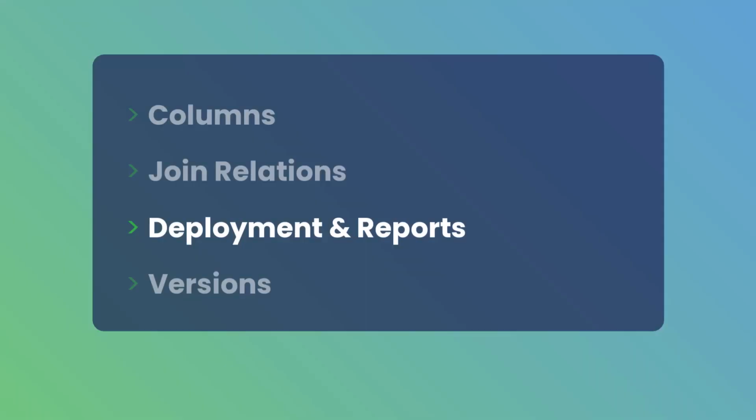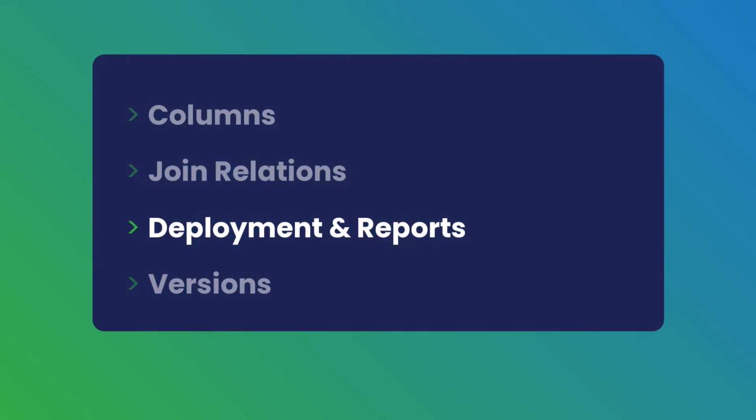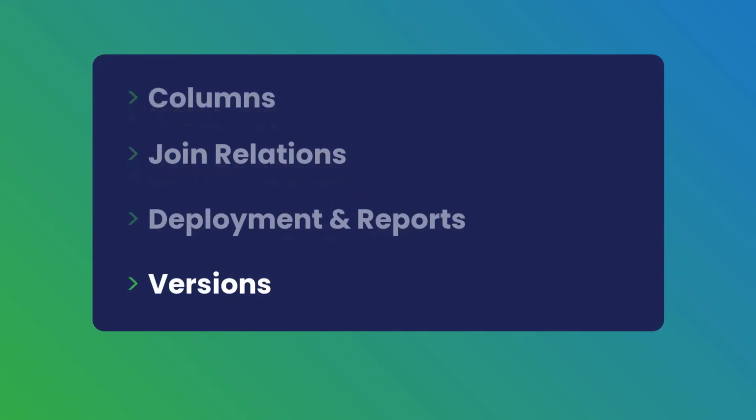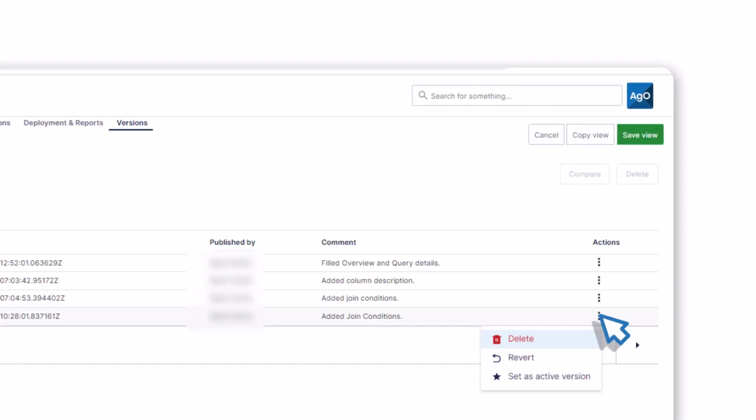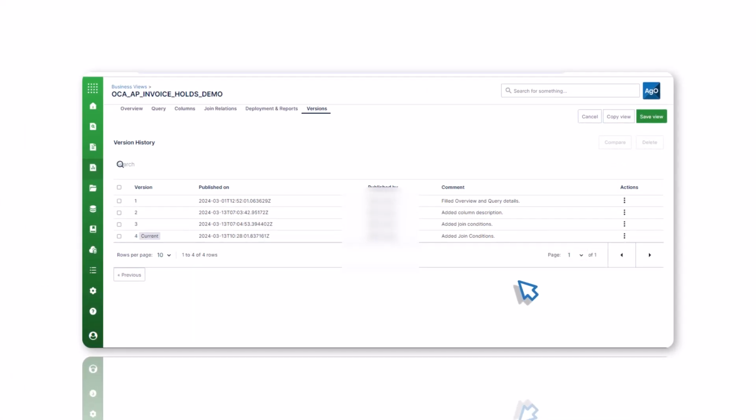Now that we have created, customized, and deployed our business view, let's explore the different versions that have been saved. Here you can see all the versions of the business view that have been saved. Each version represents a different state of the business view. You have the option to select a specific version and perform a suitable action on it, such as deleting it, reverting to it, or setting it as the active version. And that's how you can go through different versions of the business view that you have created and customized.